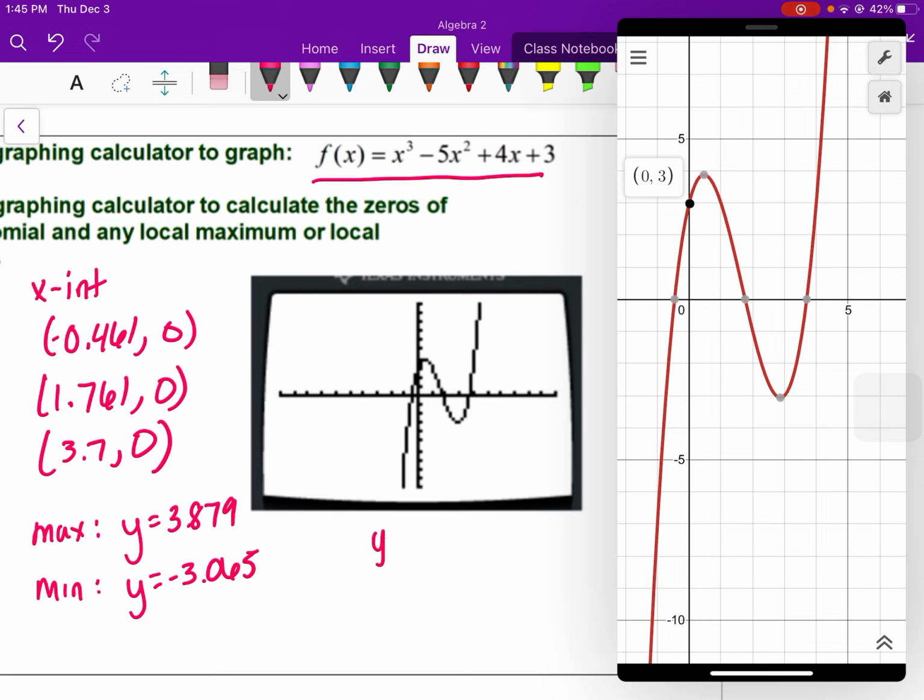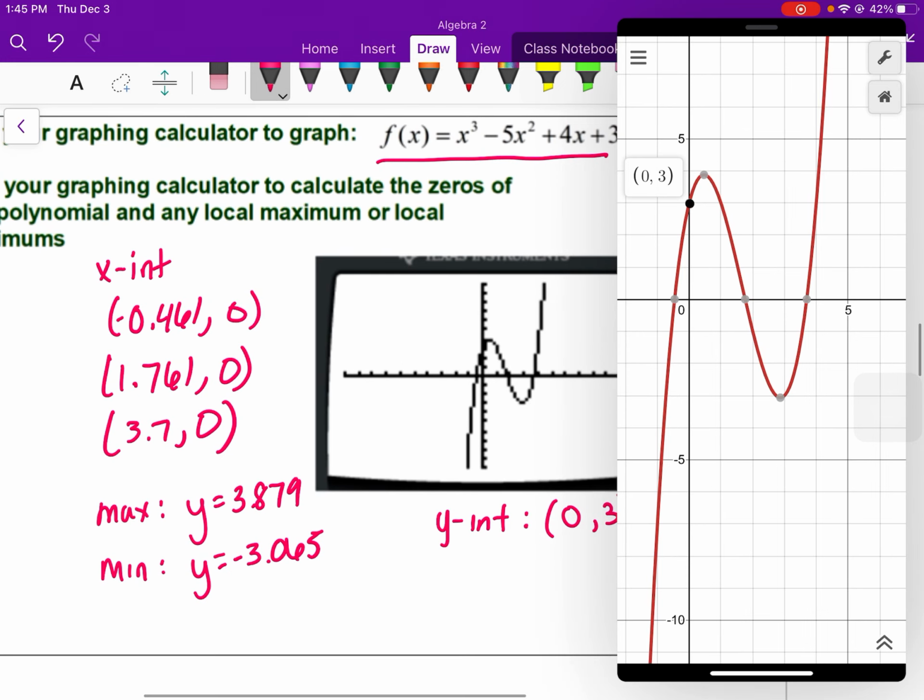And then it also gives me the y-intercept here. Not that I asked for it, but the y-intercept is at 0.3, so that's another important point to identify if possible. So Desmos is really handy. It already gives me all of the key points if I tap on the graph.